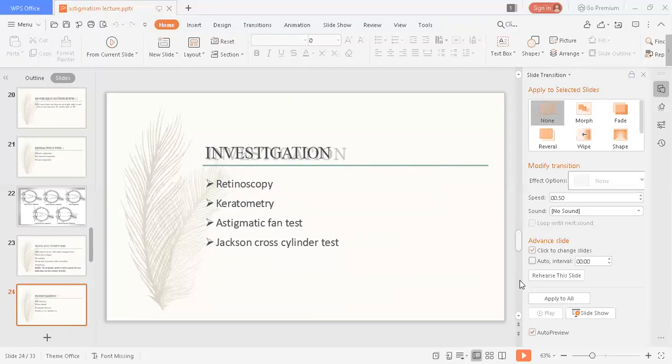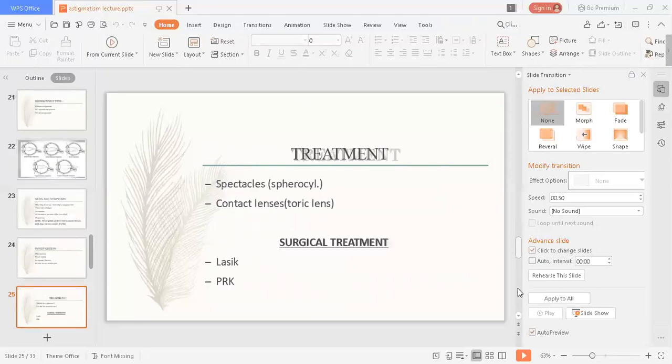So how do we objectively determine the refractive error? We can do retinoscopy, and we can do keratometry to determine the corneal curvature. Then subjectively, we can do tests like the astigmatic fan test and the Jackson cross cylinder test after we have proceeded with the refraction. Basically, we give either cylindrical lenses or a combination of spherical and cylindrical lenses. That is the treatment of choice. Then we can also give contact lenses, and these lenses are called toric lenses. Surgically, we can do LASIK and PRK, that is photorefractive keratectomy, as in myopia.